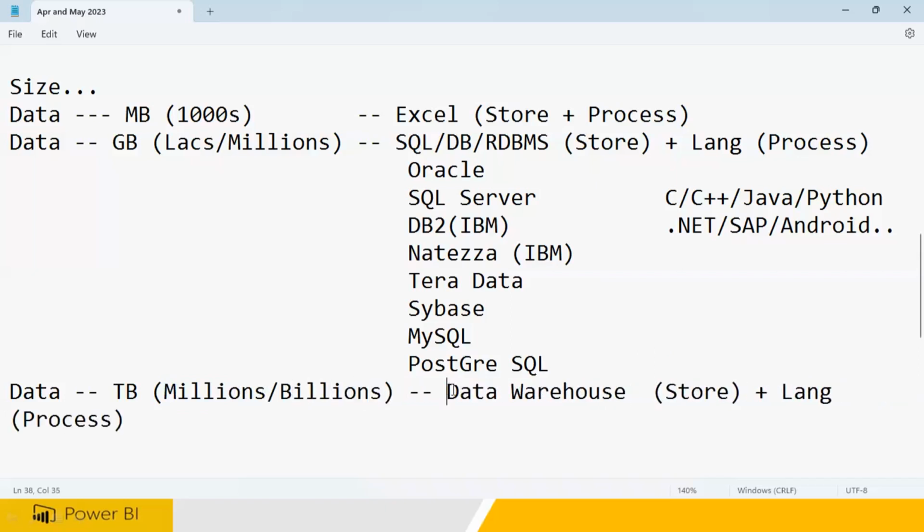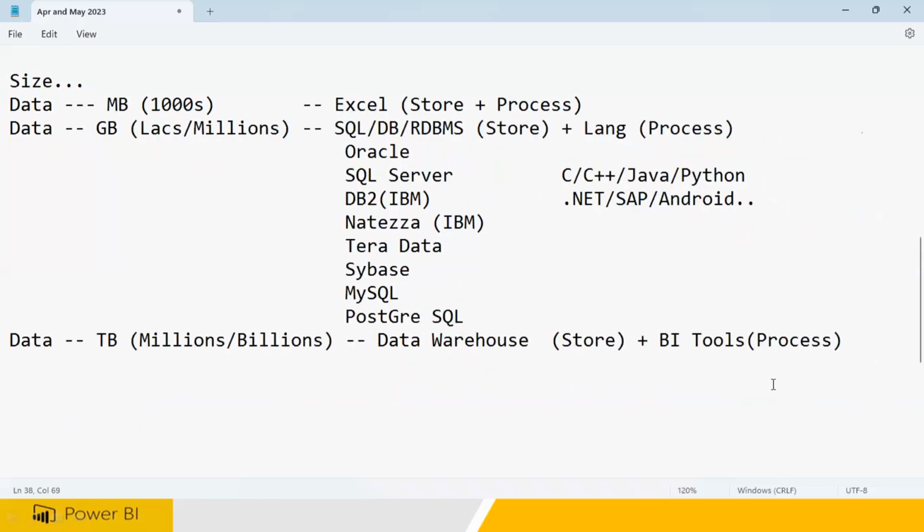Now there are tools called data warehousing tools. These are RDBMS tools, data warehousing tools we have, and on top of these we are going to be using BI tools. Remember, we use BI tools to process the data, but to store the data, we use data warehousing tools. Clear? Data warehousing software.